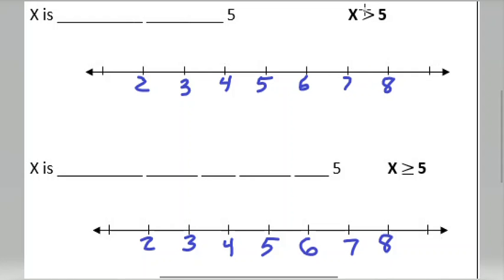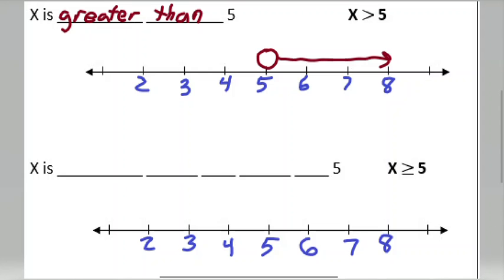All right, there's two more symbols we have to learn. So this one, I see the opening of this inequality symbol is towards the x. So that means that x is bigger than 5. Or another way of saying that is x is greater than 5. So the way we do that on a number line is we put an open circle over 5, and we put an arrow pointing to the numbers that are greater than that. It can be any number that's bigger than 5.